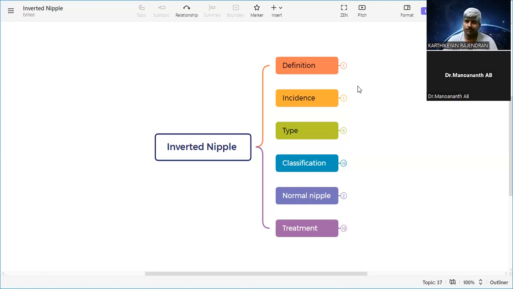And the normal nipple: the nipple diameter is 1 centimeter and height is 1 centimeter. And coming to the nipple areolar complex area, the areolar area is 3 centimeters. That is the normal. And the normal shapes of the nipple we will also see. And treatment is operative management and non-operative management. So we will see one by one.